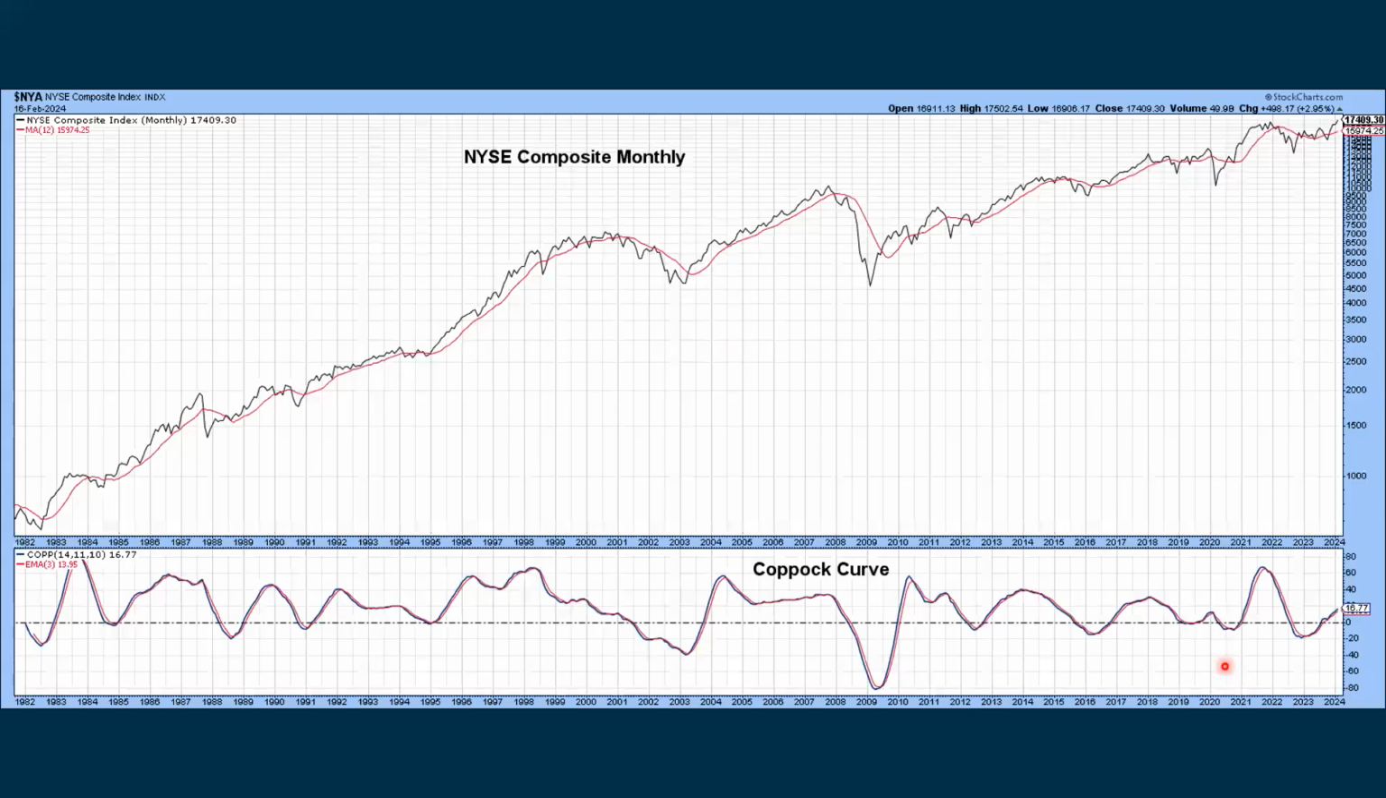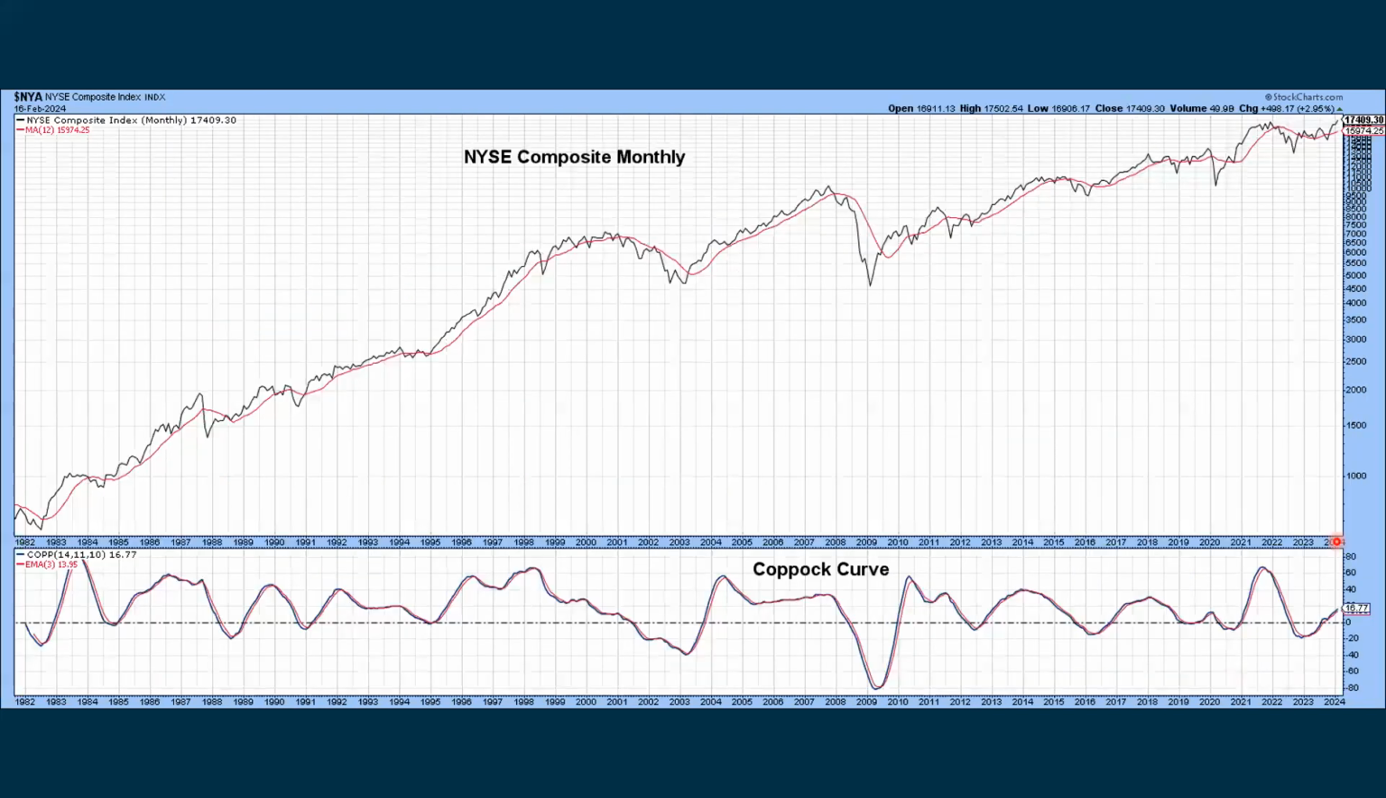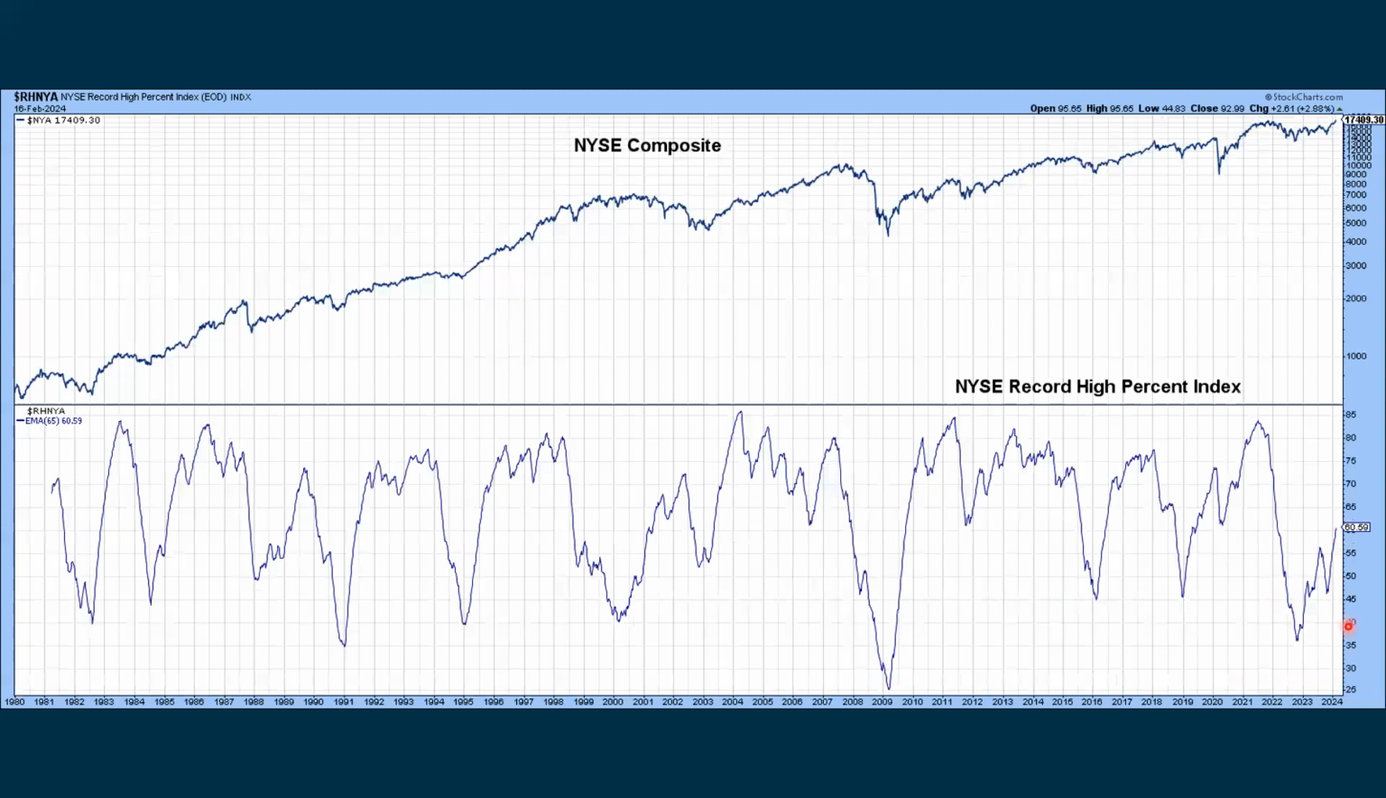And then some long-term measurements. This is a monthly chart of the NYSE, and we're above this red line, so that means we're in an uptrend. The Coppock curve, which is a momentum oscillator, also continues to be positive. And then we look at a daily chart of the NYSE, and we look at a thing called the NYSE Record High Percent Index. That continues to go up, so that's shorter-term positive. So we look at the previous chart, that's long-term positive, and it's being confirmed by a shorter-term positive chart as well.